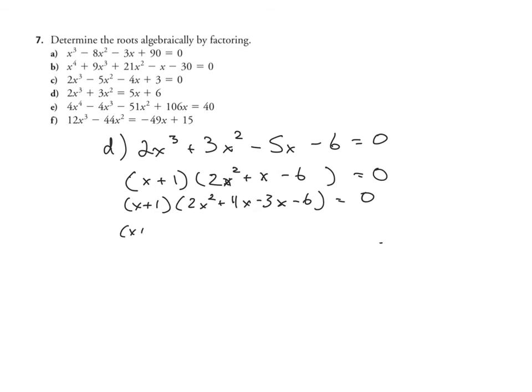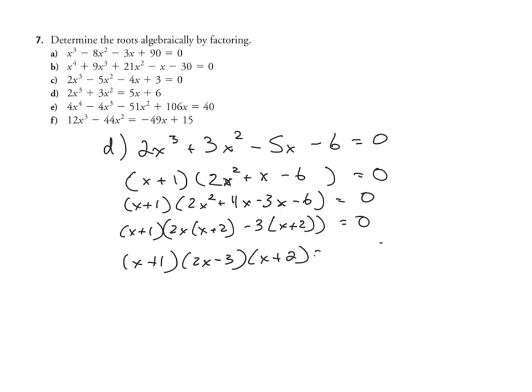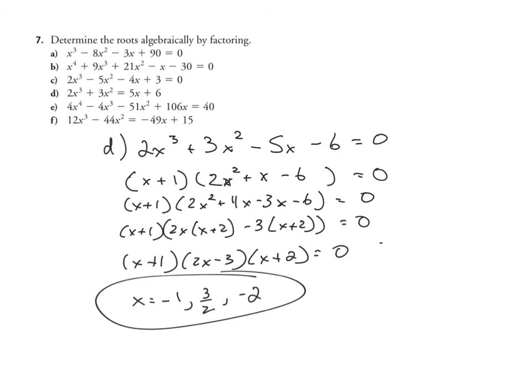And x plus 1, you got 2x. Oh, sorry. This will be x plus 2 minus 3x plus 2. And so it's x plus 1, 2x minus 3, x plus 2 equals 0. So x equals negative 1, 3/2, or negative 2. Done. Part E. Let's get rid of this.